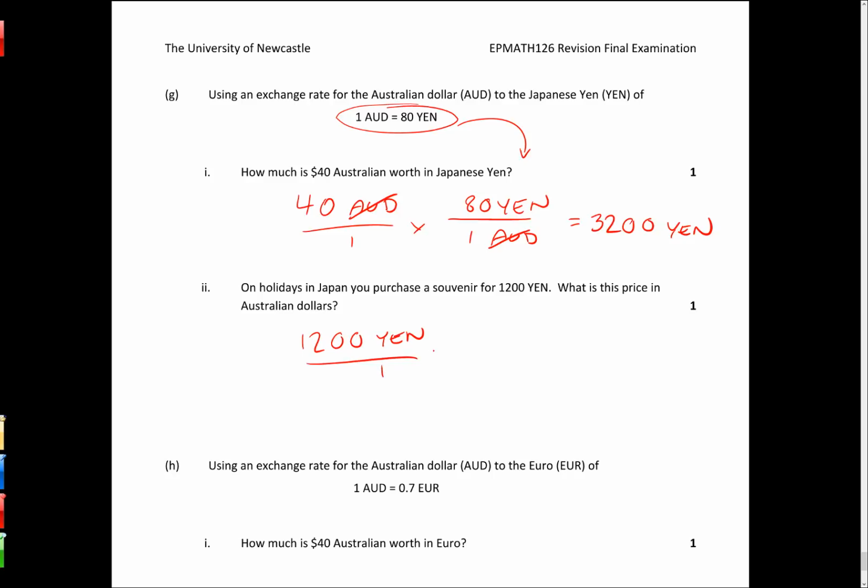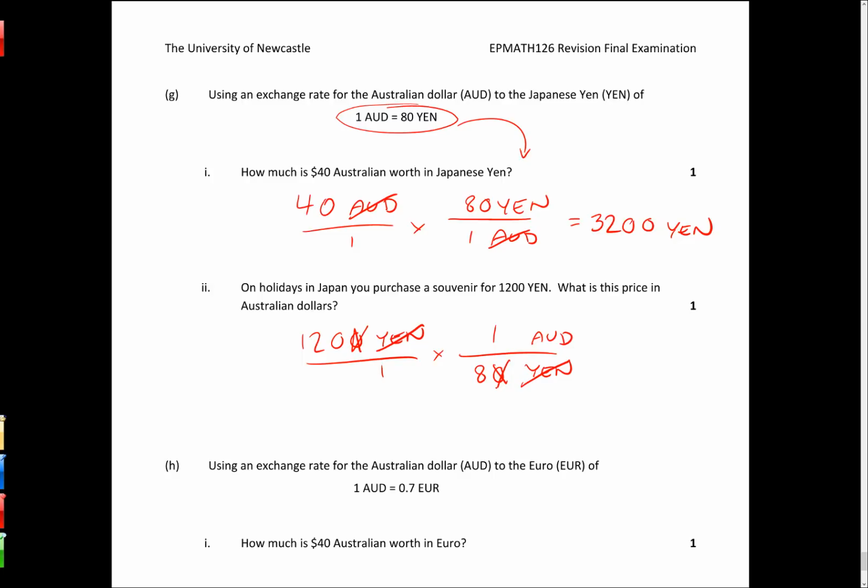But this time, if I'm trying to get rid of yen, I'm going to write yen on the bottom and AUD on the top. Clearly this time, if 1 AUD is still equal to 80 yen, it's a divide by question. Yen is gone, so I can see my answer will be in AUD, which is what I want. Let's simplify a bit. Let's remove 1 zero off the top and 1 zero off the bottom. Now I've got 120 on 8.